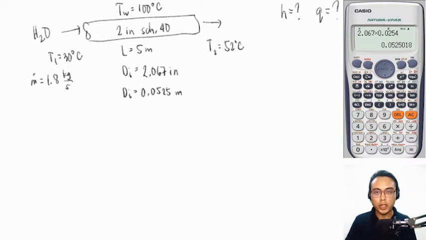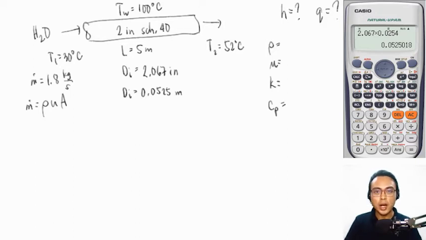If you will remember, we defined the mass flow rate as being equal to rho, or the density of the fluid, multiplied by the velocity, multiplied by the cross-sectional area of the pipe. And for that, we need the density of water. So let's look for the density of water. And while we are at it, let's look for the viscosity, thermal conductivity, and Cp of water.